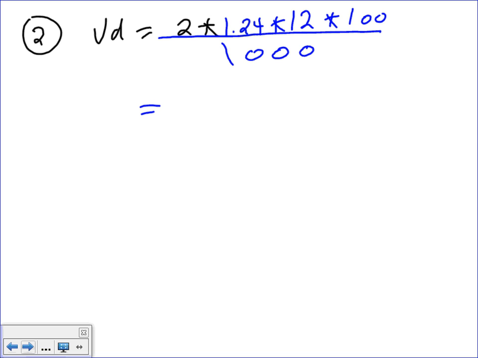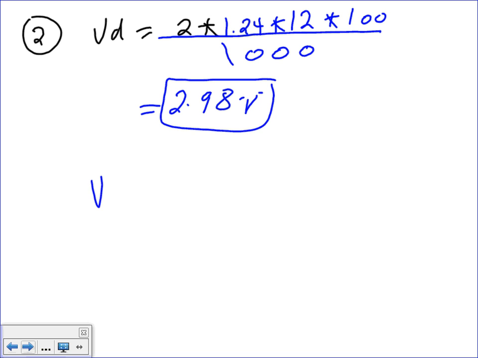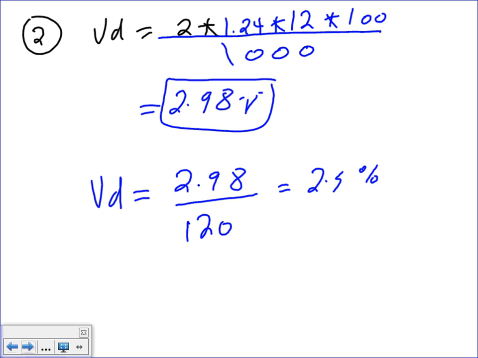You're inching towards your 10, man. Any questions, guys? 2.98 volts. Is this good, bad, or ugly? I don't know. Voltage drop percentage equals 2.98 divided by the source voltage, 120. What would that give you? How much? 2.5%.